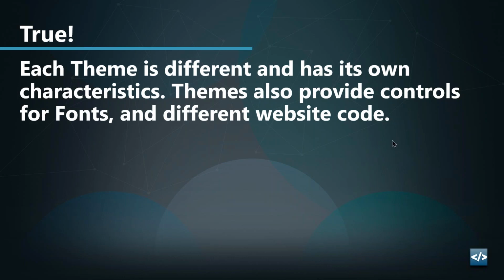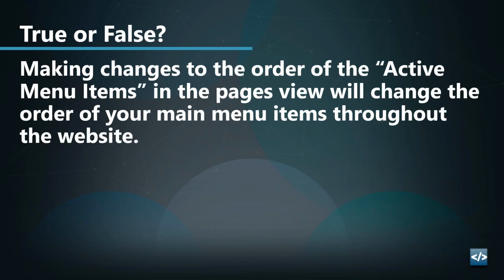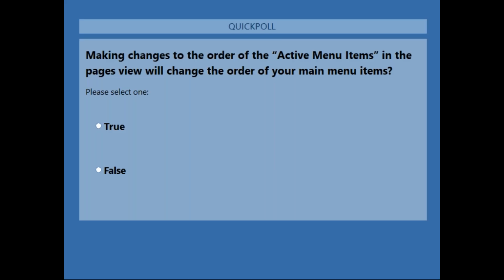Okay, question number 3, true or false? Here we go. Making changes to the order of the active menu items in the page view will change the order of your main menu items throughout the website. True or false?